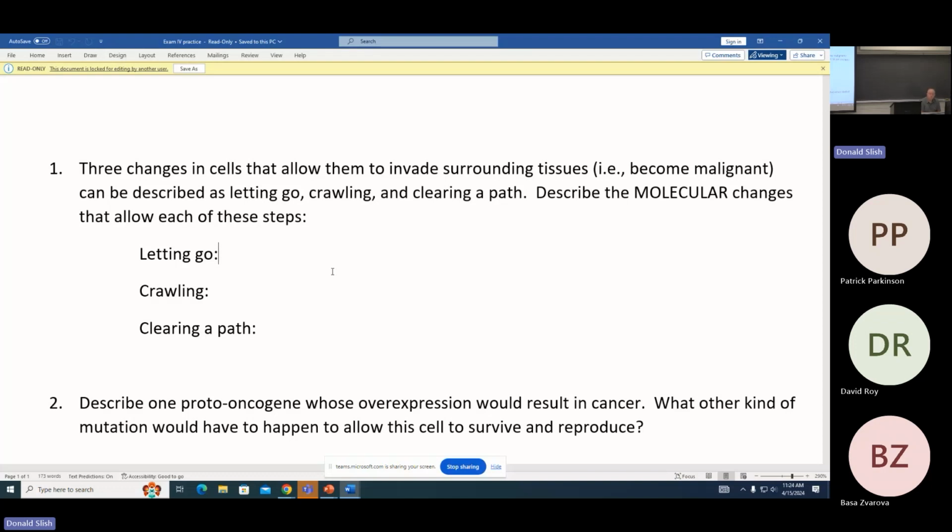Is it a similar mechanism as used by the sister chromatids when they are separated? I don't think so. No.